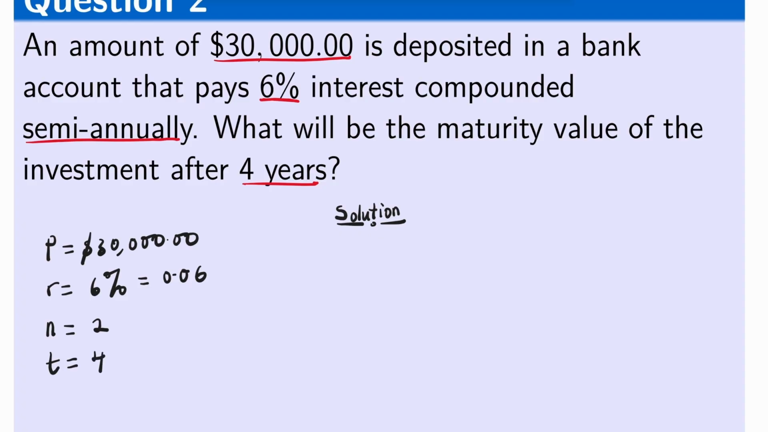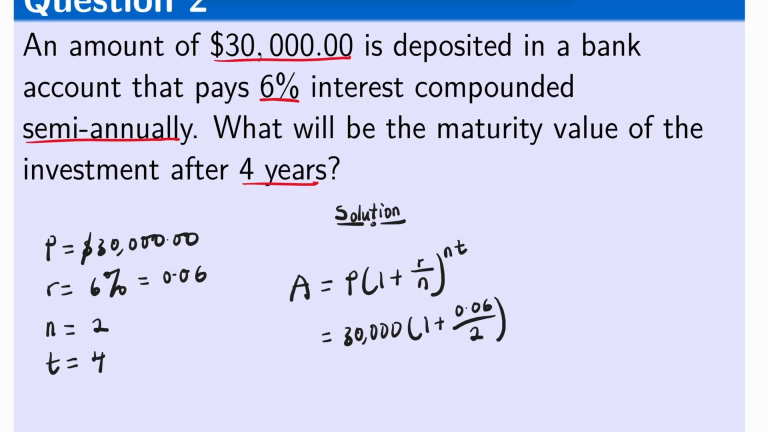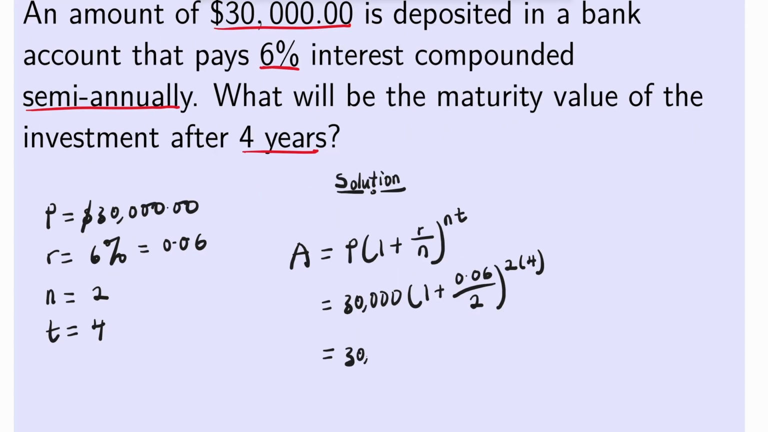So the maturity value will be giving us A is equal to P into brackets 1 plus r on n, all exponent n times t. So here we have P giving us 30,000 US dollars, then 1 plus r, which is 0.06, divided by n, which is 2 in this case, all exponent n times t. So we have 2 multiplying 4. Let's simplify this here. You're going to have 30,000, then 1 plus 0.06 divided by 2 is 0.03.